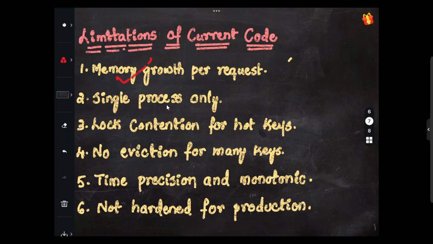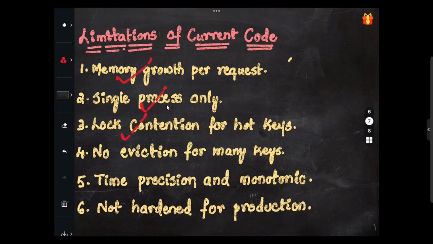The second one is single process only. When I say single process only, the particular implementation, whatever we went with, enforces limits only for a single process instance. In multi-instance deployments, this will not coordinate across instances. Just keep this in mind.